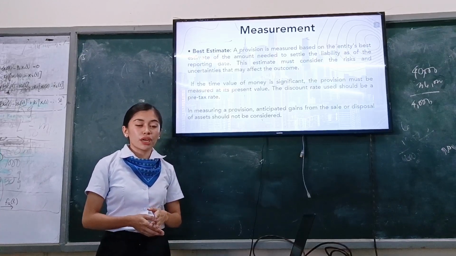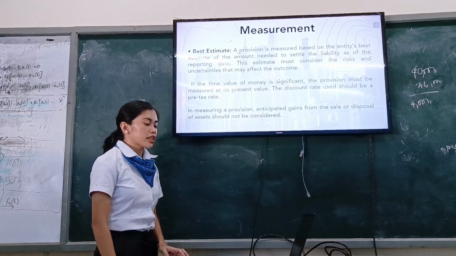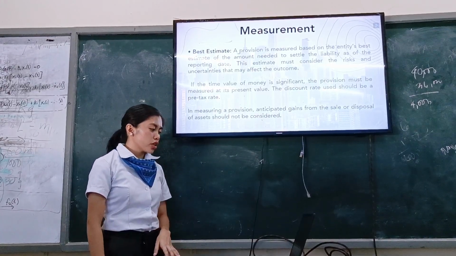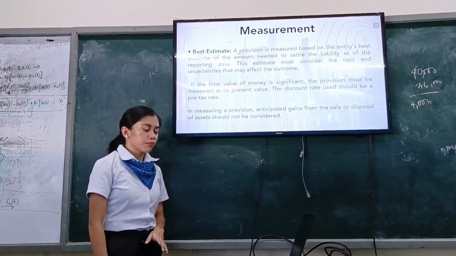on the balance sheet. So if the time value of money is significant, the provision must be measured at its present value. The discount rate used should be a pre-tax rate.